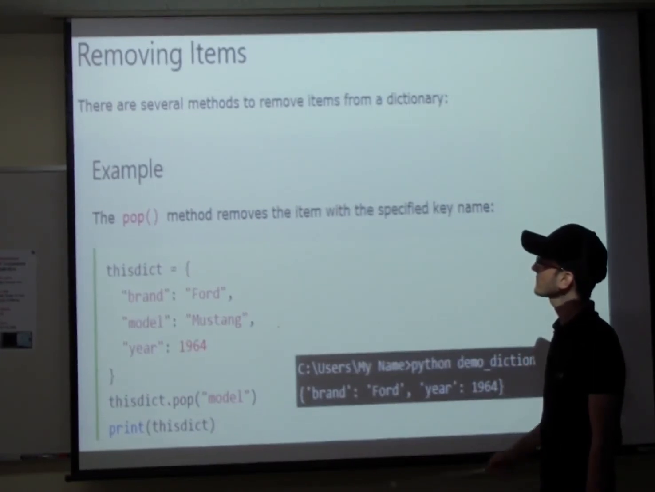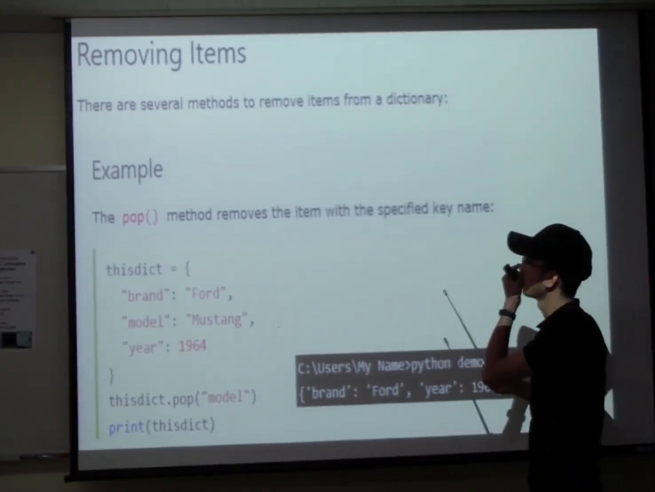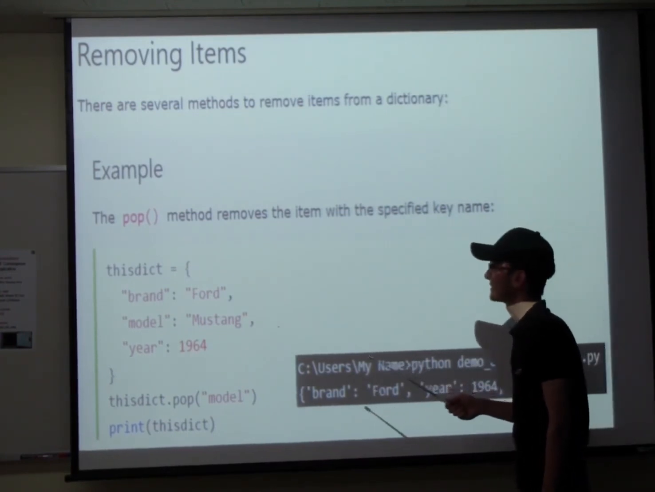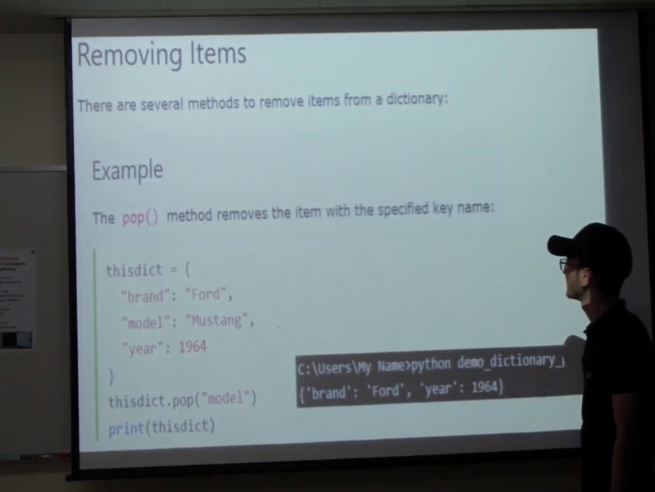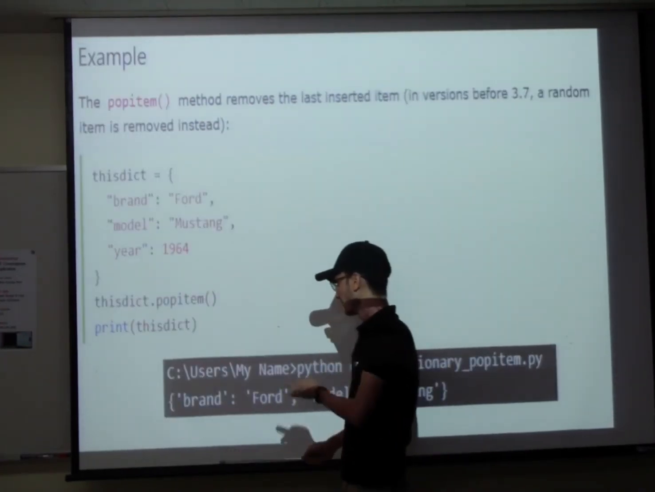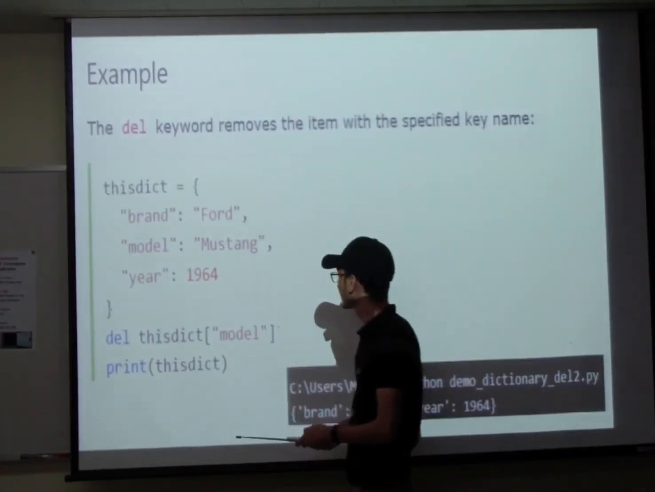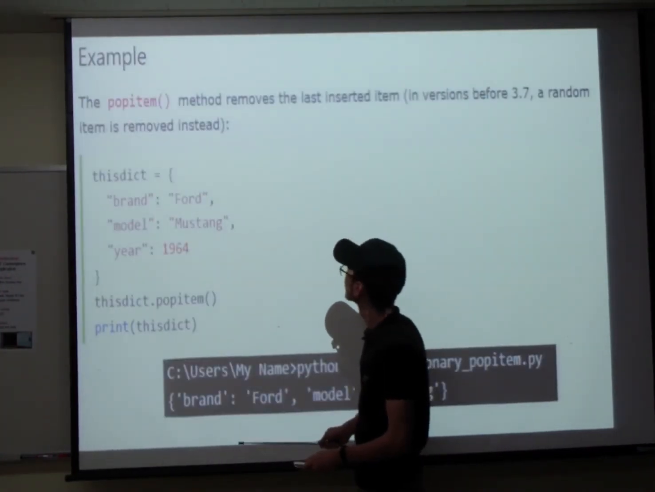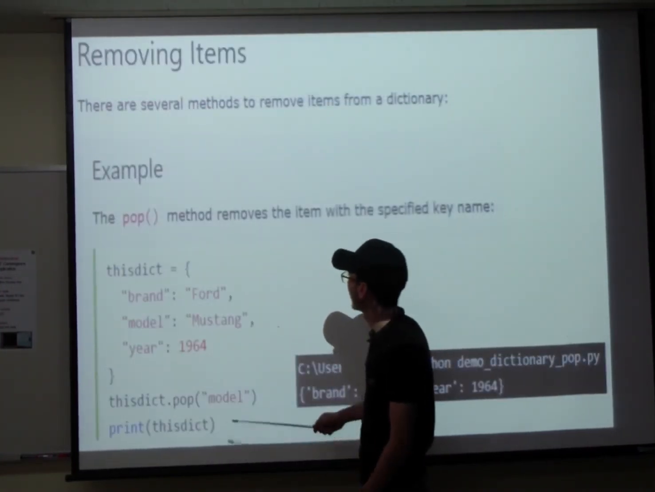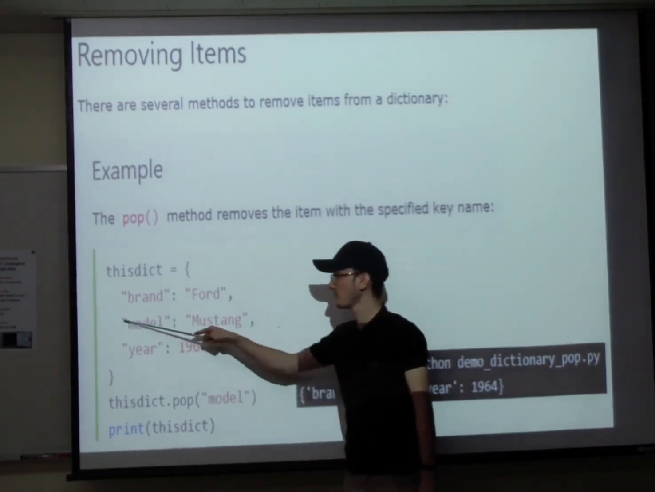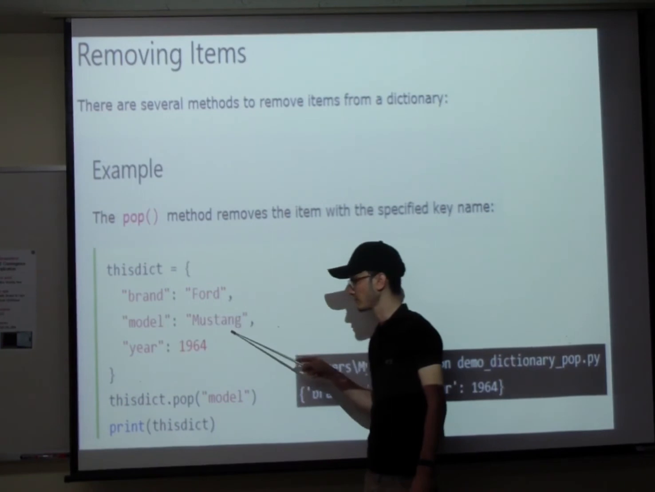Removing items. There are several methods to remove items from the dictionary. Example, the pop function removes the item with the specified key name. So now here we would like to remove this model keyword and its value this time.